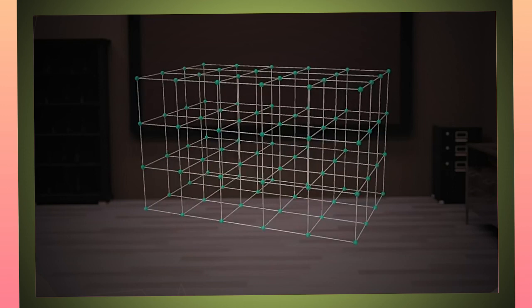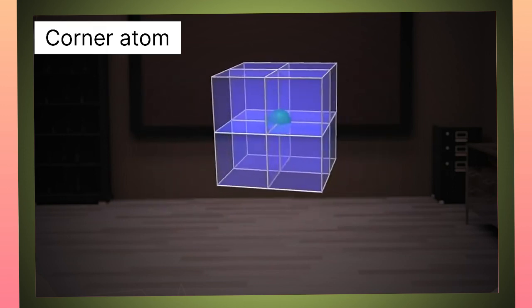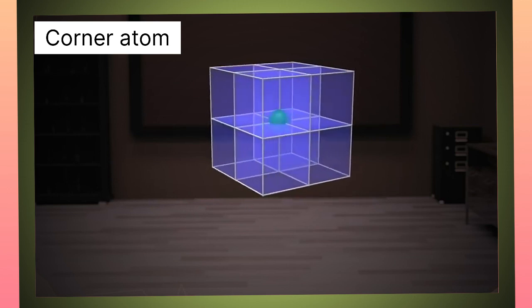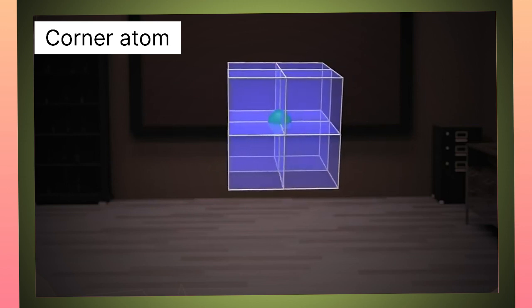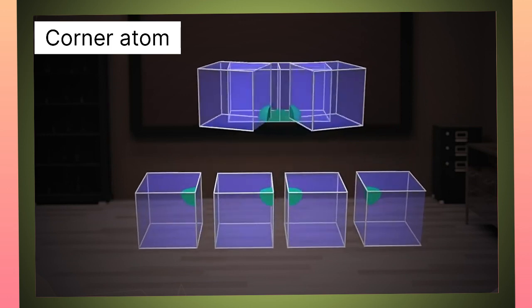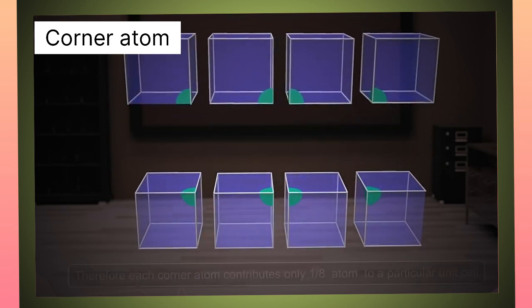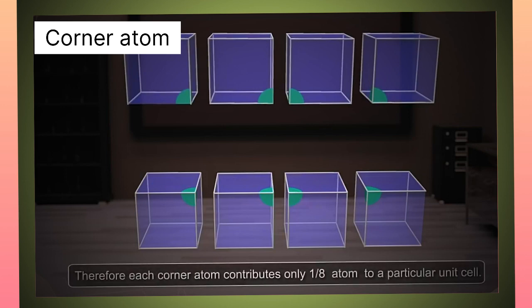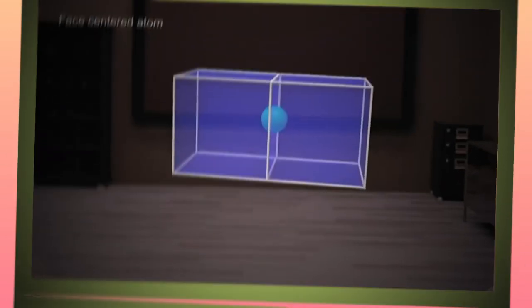Now, we will be discussing the contribution at the different sites. In case of a corner atom, the atom which is present at the corner is equally shared by 8 unit cells. That is 4 from the layer below and 4 from the layer above. Therefore, each corner atom contributes only 1/8 atom to a particular unit cell.